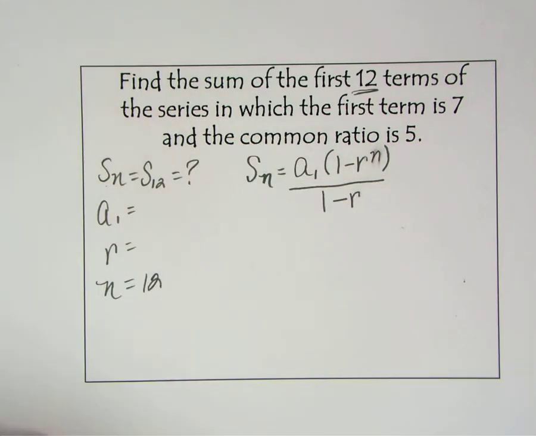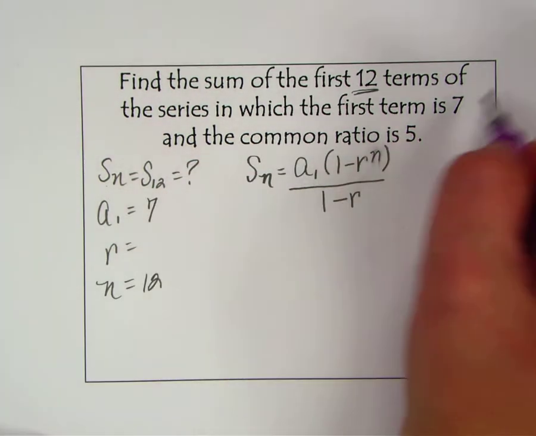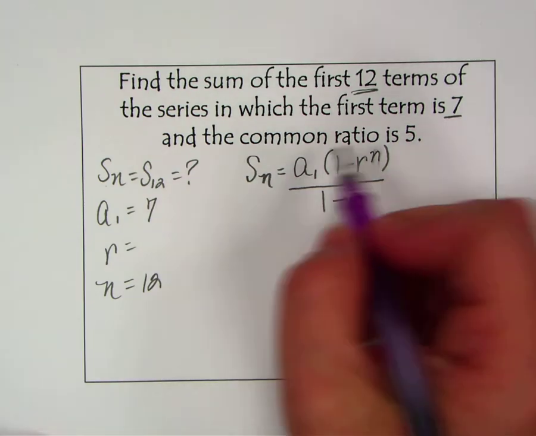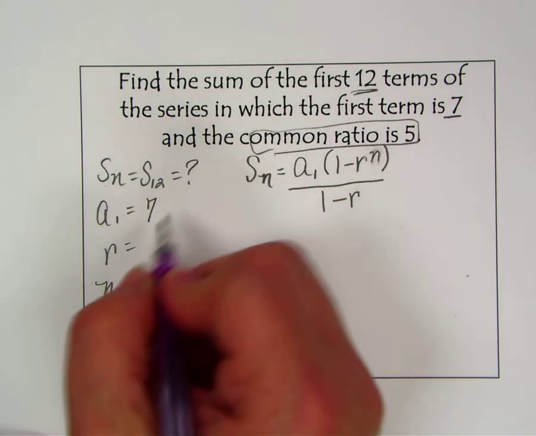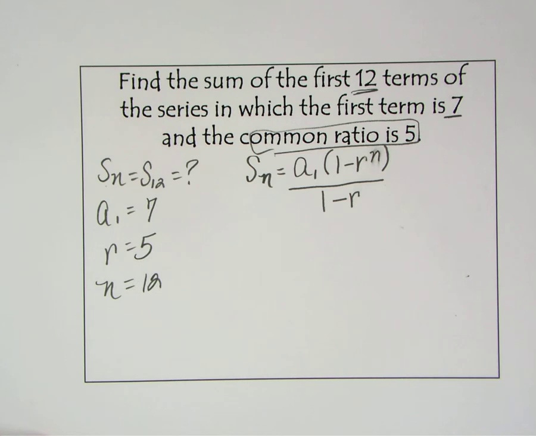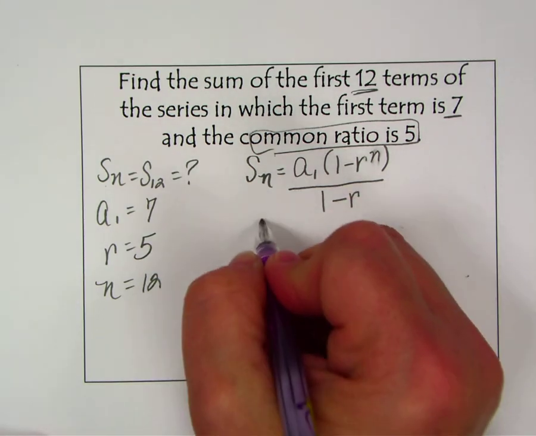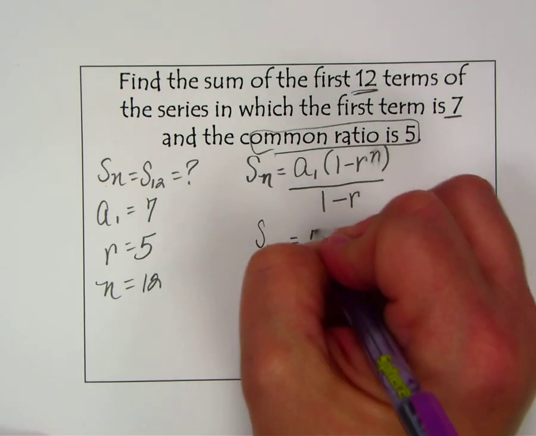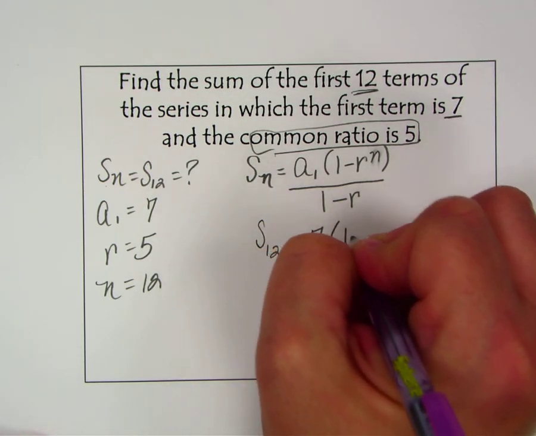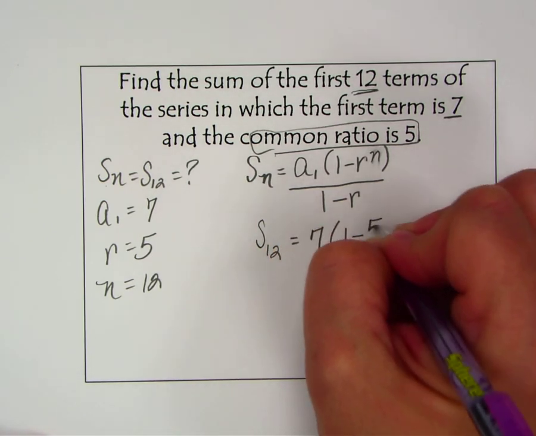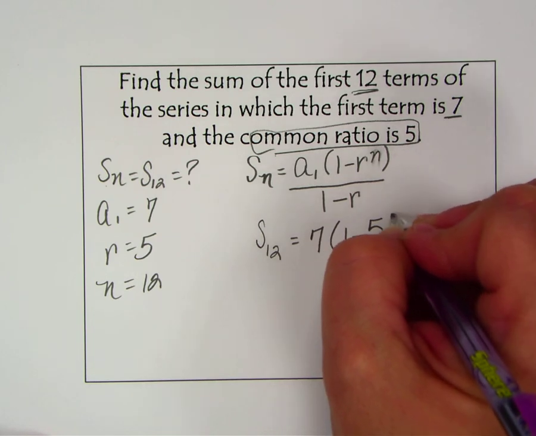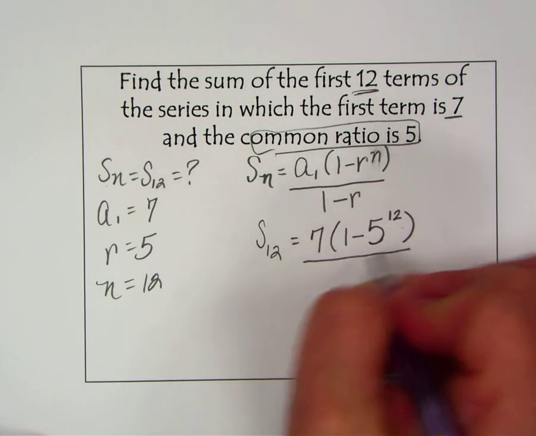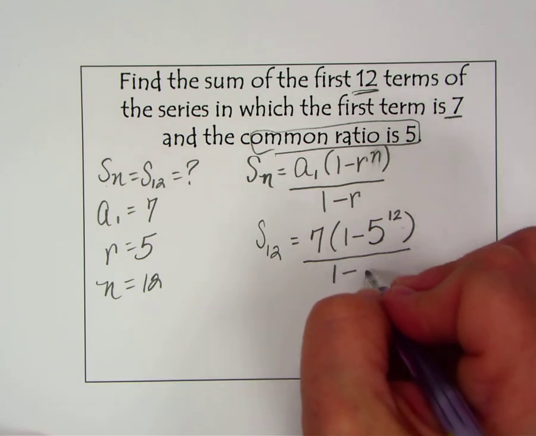The first term is 7. Common ratio is 5. So now just use the formula. The sum of those 12 terms is equal to the first term times 1 minus the common ratio to the nth power, which is 12, divided by 1 minus the common ratio.